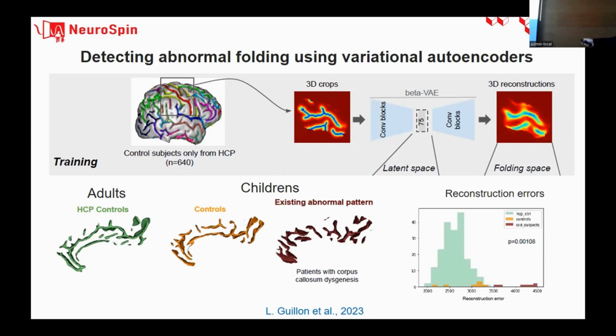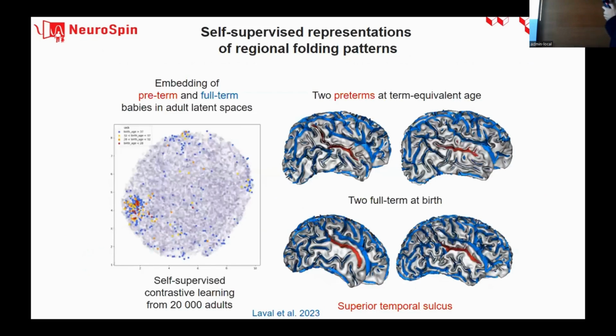And here it's the reconstruction error for the autoencoder. And you can see that if you take standard adult brains with the same acquisition protocol, you have a distribution of errors. The controls, even if they are children, are in this distribution. But for the children with agenesis, in fact, the error is massive, which is just a way to detect that there's something abnormal there.